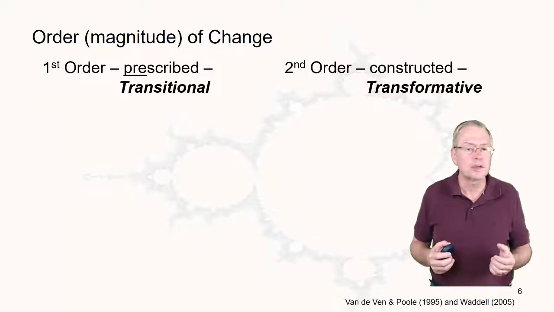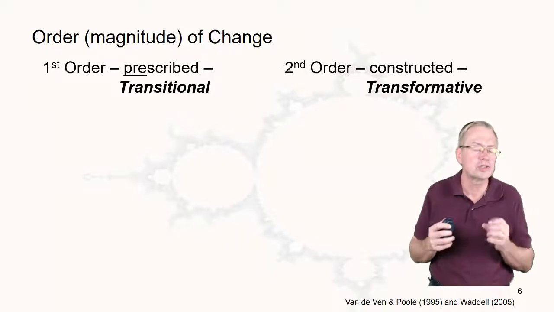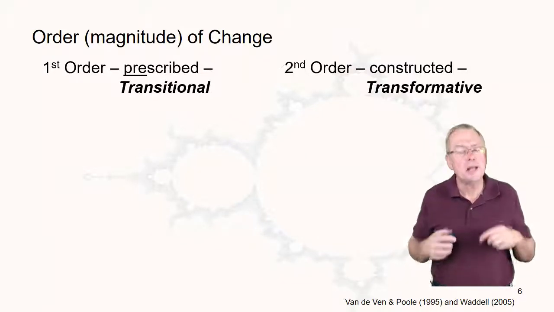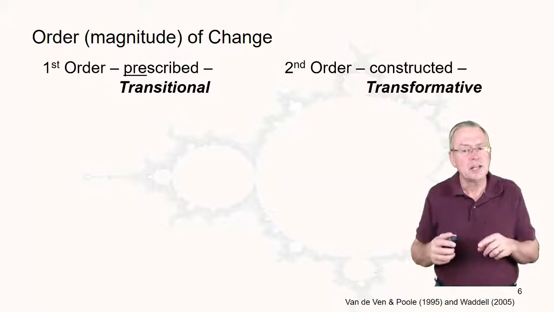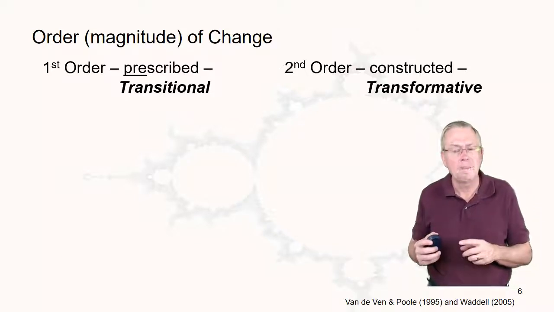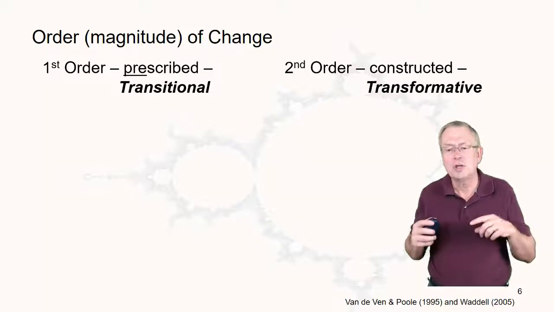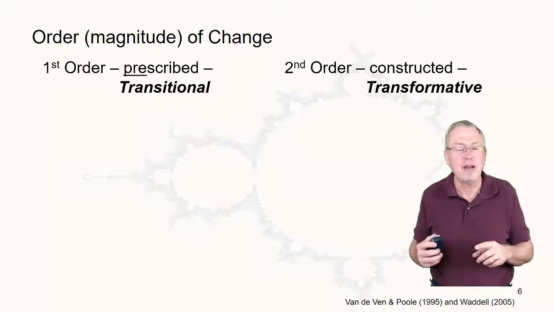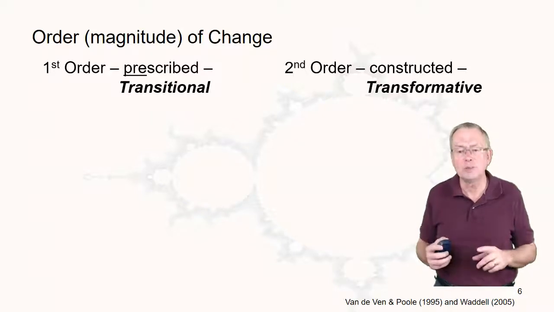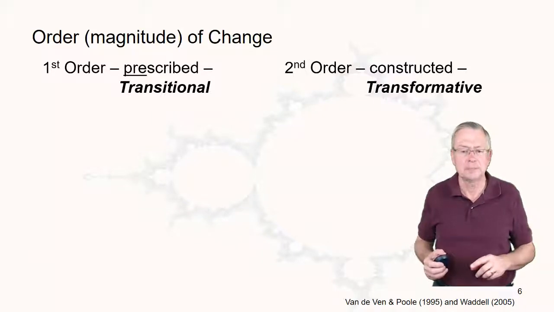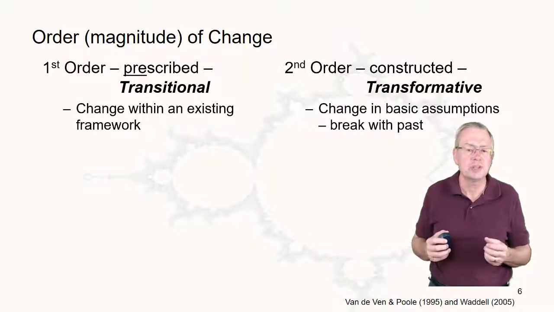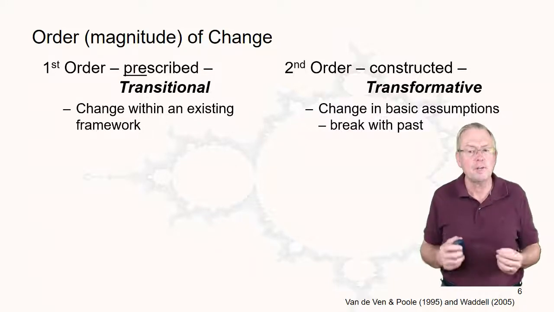We also can talk about the order of magnitude of change. The first order is transitional or a prescribed change. This is within our control. We can prescribe it. Second order is constructed. This is again the transformative model, in which case you can't necessarily prescribe it. In fact, you cannot in any way prescribe it, but you can influence it as you build it. So then you're changing into transitional within an existing framework.